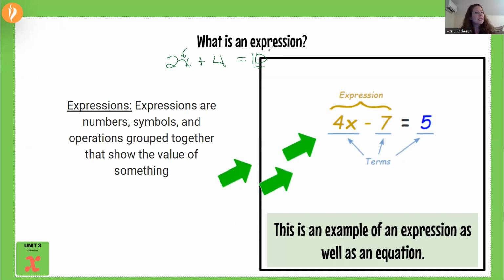If they don't give you an equal sign, if you just have this expression right here, you have no way of knowing the value of the x. It could be any number you can imagine, okay? So this is an expression. So they're showing that the part of the equation that's the expression is 4x minus 7. The entire thing would be an equation, okay?